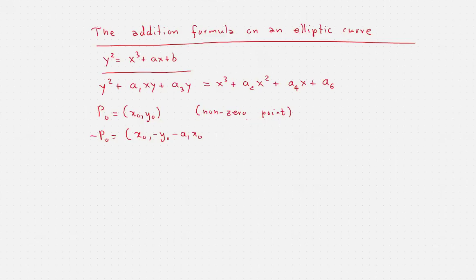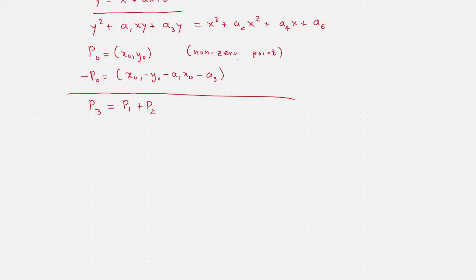So this represents the opposite of this point. And now we would like to give the formulas for the sum of two points. So imagine that we have P3 equal to P1 plus P2, and imagine that these points are represented by x1, y1, x2, y2, and x3, y3.